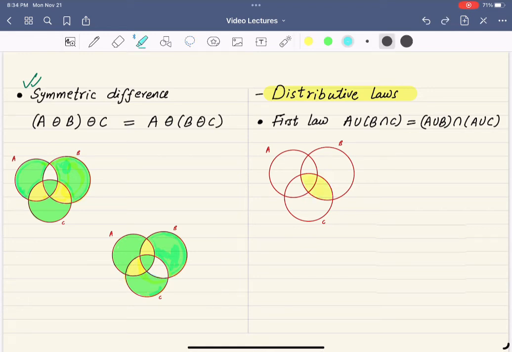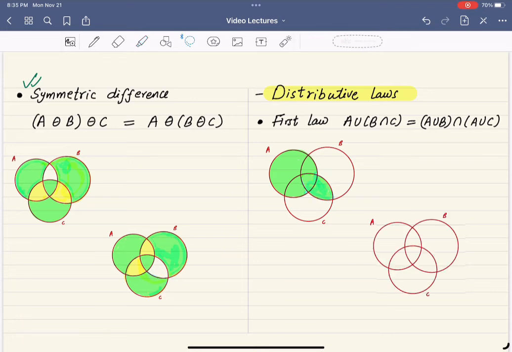For the left hand side, perform B intersection C first, then take its union with A, which gives you this entire green area. For the right hand side, you first take union of A with B, which is given by this area. After that, you take union of A with C and observe the intersection. They are equal.